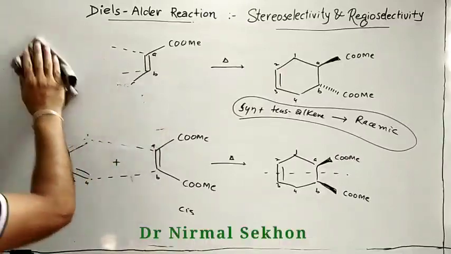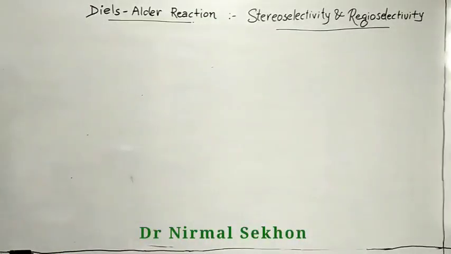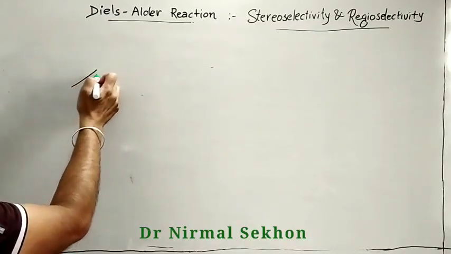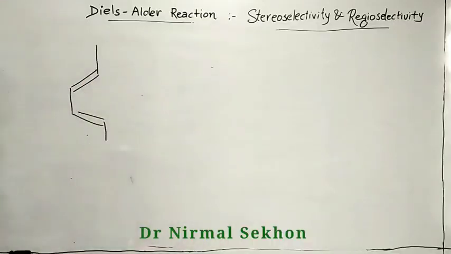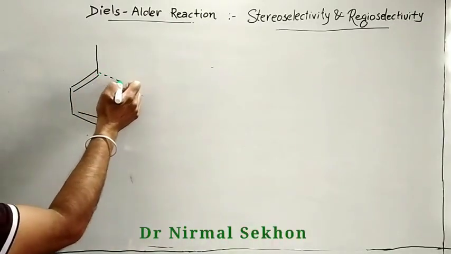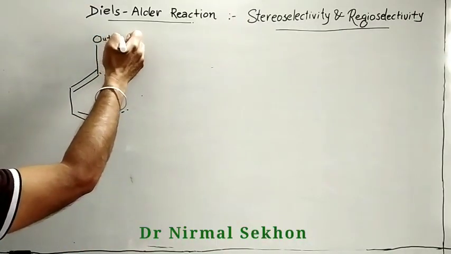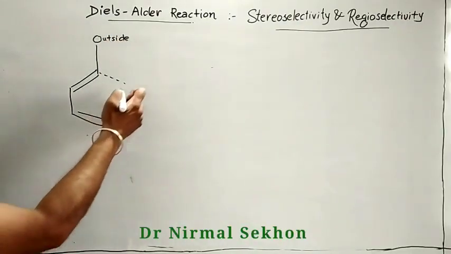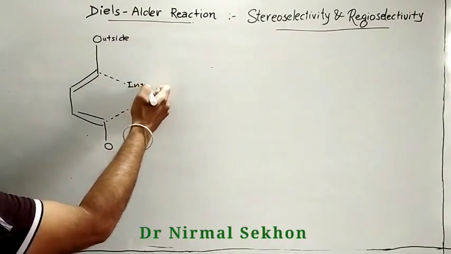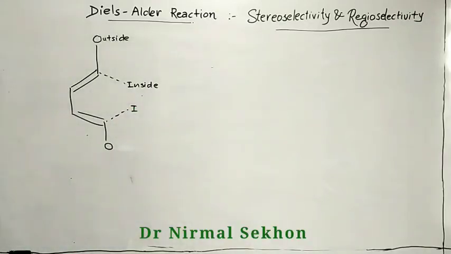Now, how to decide the stereochemistry of the groups? Suppose we have a diene like this. See it carefully. Here is also some group. Here the group attached is called outside; I will write it O. Both groups are outside. And the group present here, I, is called inside. Here is also inside. This is about the diene.